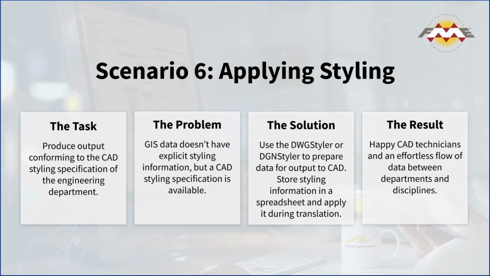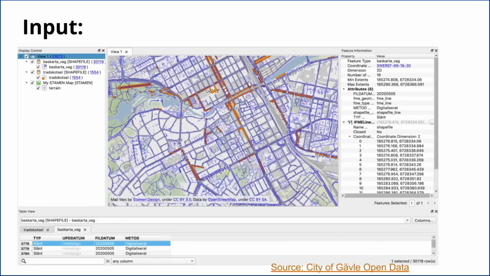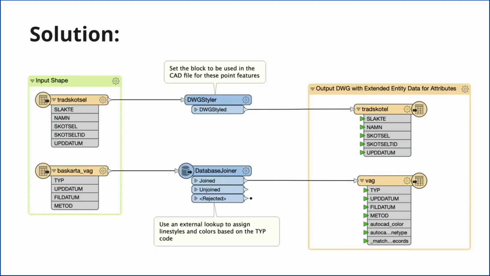We can use a styler transformer to prepare the output for CAD, and we also might store some of that styling information in a spreadsheet and apply it during translation, because we're going for happy CAD technicians at the end of the day and a fairly effortless flow of the data between departments and disciplines. That's what it's all about. So here's the input. We've got ourselves some of the features in the city of Gävle. They're inside of GIS, and we want to take them and we want to go out to CAD. And there's the solution. So let me just take a look at this inside of Workbench.